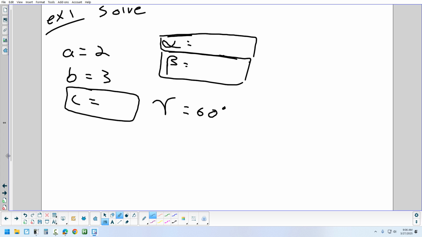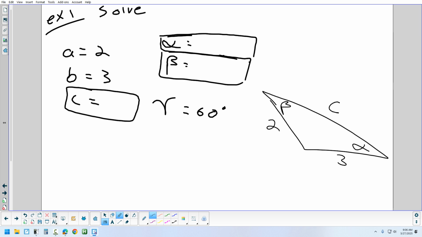When you are solving a side angle side problem, which is what this one is if you drew it, put A here, alpha goes across from it. B, beta goes across from it. C, gamma goes across from it. Side, angle, side. Okay, so it's SAS.